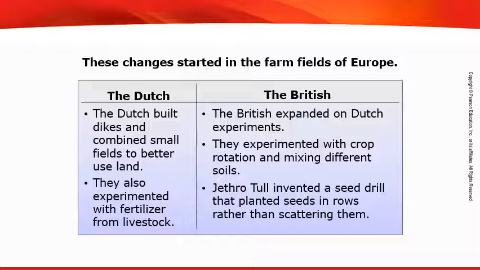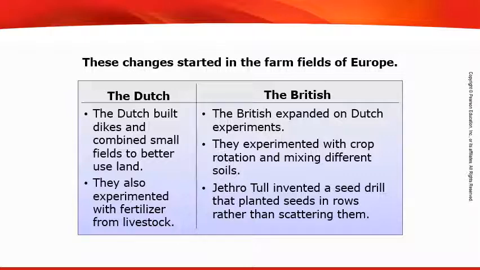They worked on improving these experiments. For example, the Jethro Tull was invented, which planted the seeds in a row instead of throwing them, scattering them here and there, which ultimately wasted so many seeds. So the Jethro Tull was used to cultivate the land, plowing the seeds into one line.